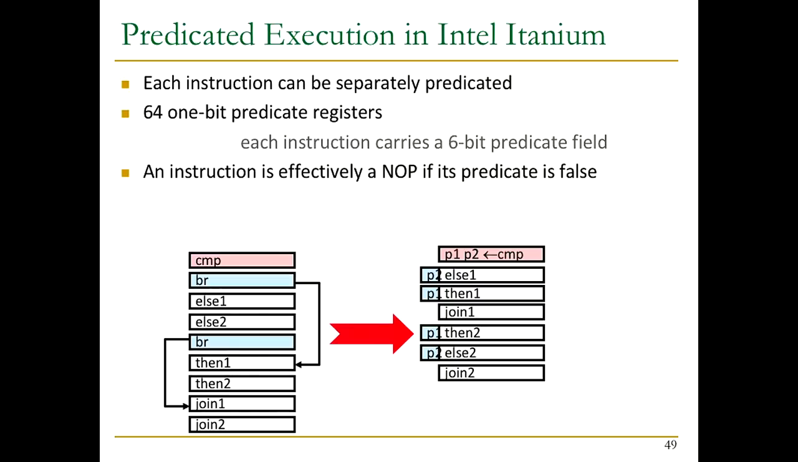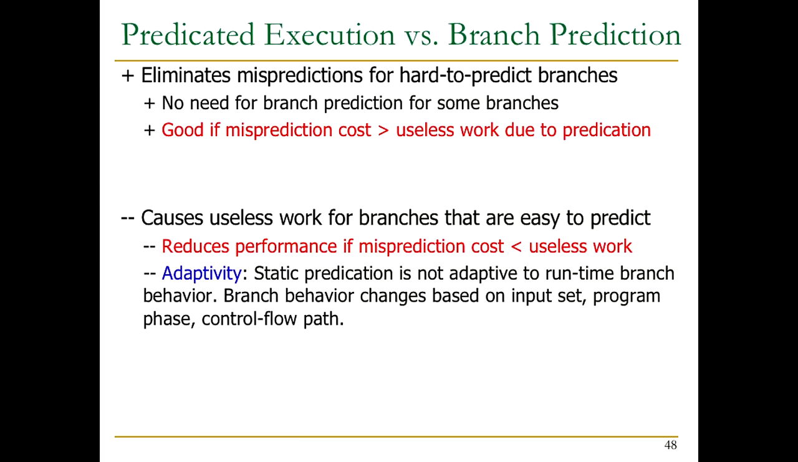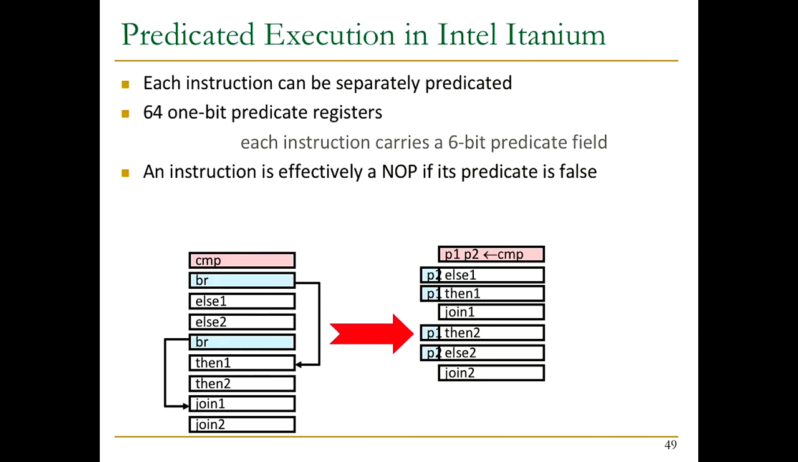This is predicate execution. We're going to get back to this, actually. I'm going to talk about wish branches that try to fix that problem. Okay, so in Intel Itanium, each instruction can be separately predicated. You have 64 1-bit predicate registers, and each instruction carries a 6-bit predicate field, which enlarges your instruction. That's one problem potentially, right? An instruction is effectively a no-op if its predicate is false.